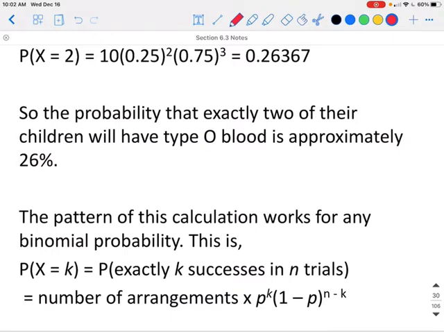So you are going to have to know the number of arrangements. In the last one, there were 10 arrangements. We multiplied that by the probability of success, which was 0.25, raised to the number of successes we expected. And then 1 minus p is the probability of failure, which in this case was 0.75, raised to the number of trials minus the number of successes. So we had 5 trials, we had 2 successes, so that leaves us with a 3. So that's how we're going to get that equation.